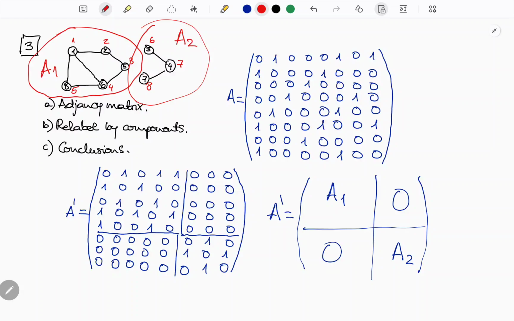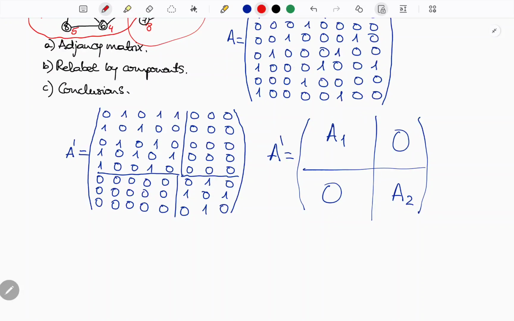That's it. As you can see, we have a block matrix, and this is important because every time we relabel the nodes of a network, if I have something like this, that means that the network is disconnected. It has several components. So each of these components is going to be a block in this matrix. So this is a matrix and this is another matrix.